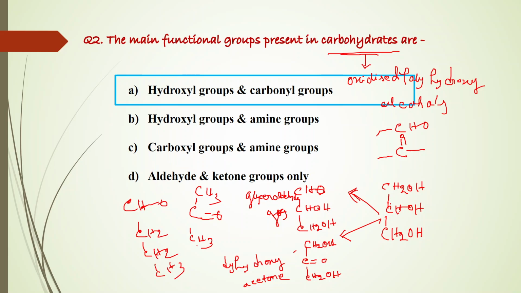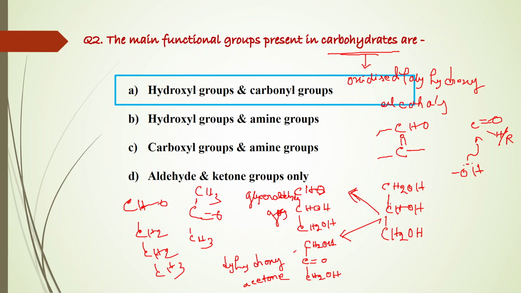For those, you require both a carbonyl group where the attack will happen, and an OH group or hydroxyl group that will do the attack. Because in all the cases, whether you are forming a furanose or a pyranose, one hydroxyl group attacks the carbonyl center. This can either be an aldehyde or a ketone as well. So the correct option for question number 2 should have been option A, hydroxyl groups and carbonyl groups.